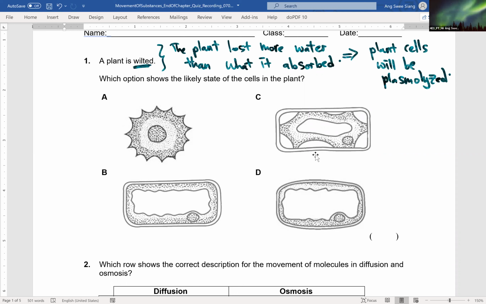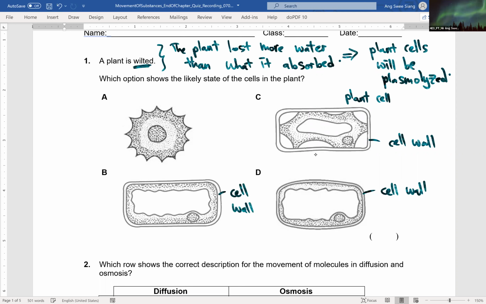So for C, C is a plant cell. If you look at the options B, C, D, all of them are plant cells. Why? Because of the presence of the cell wall. You can see very clearly there is a cell wall in B, C and D. All these are the cell wall.